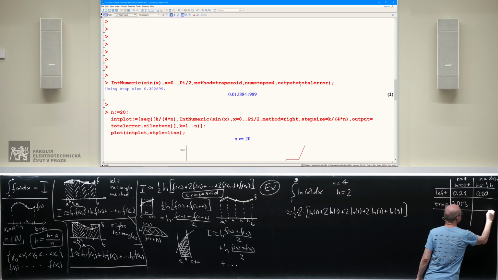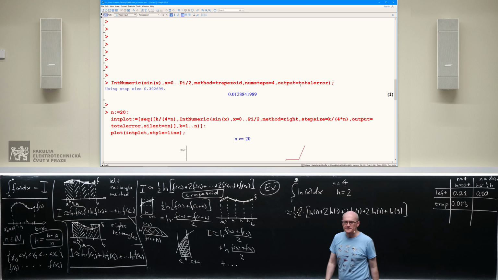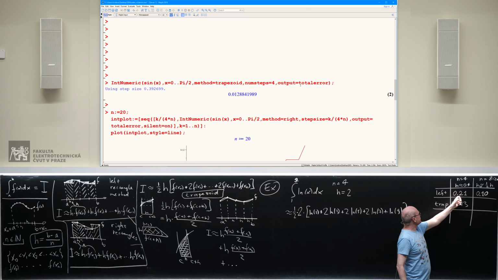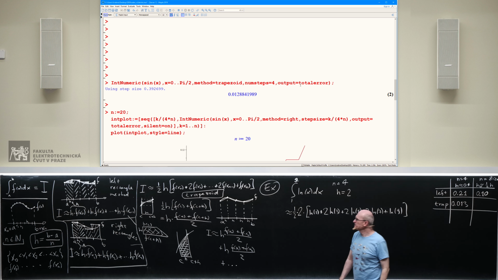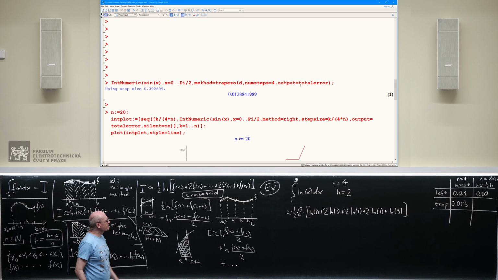Trapezoid method. You can see from the chart that there will be one more method. Anyway, you can see that the error is better compared to the left rectangle point. So it seems that our pictures and our intuition were right. But of course, we would like to see some mathematics.